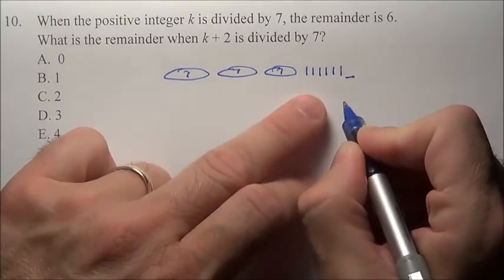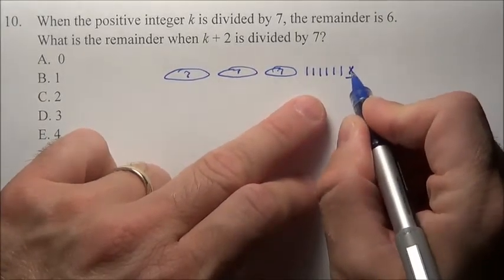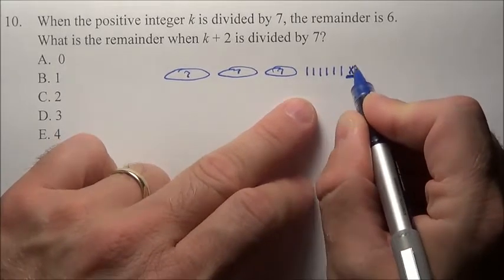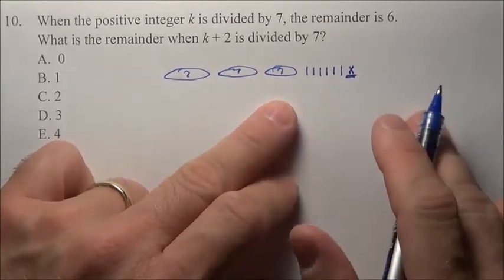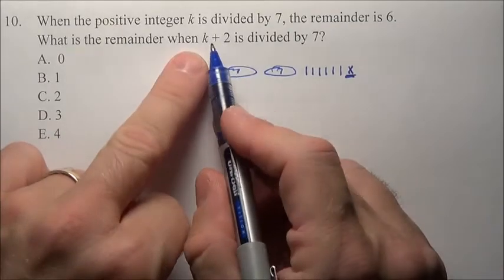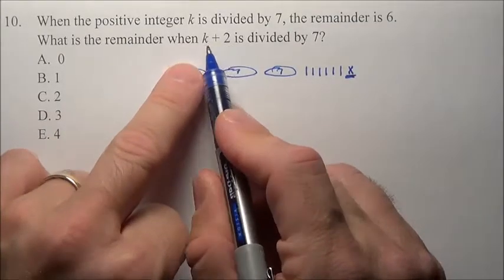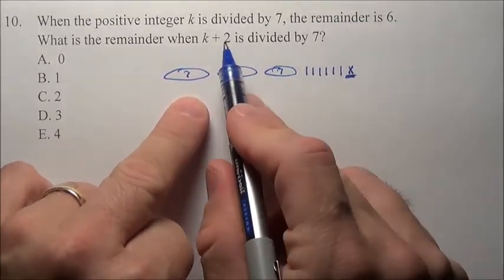How many more did I need to make another group? Yeah, only needed one more little guy right there. If I had that one more guy, it would have made a perfect thing. I wouldn't have any remainder. Now notice they want us to add how many to it? They want us to add 2 to it.